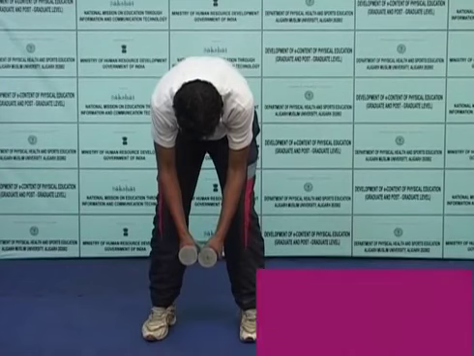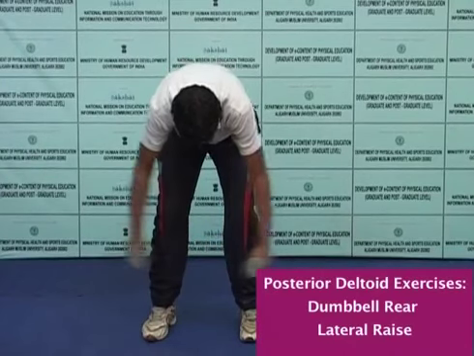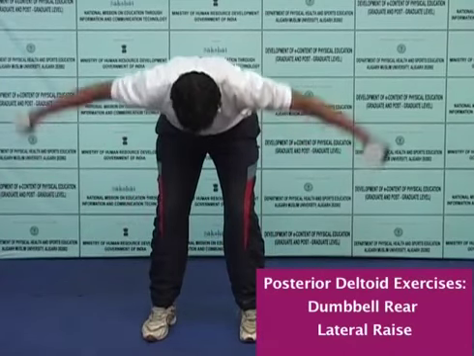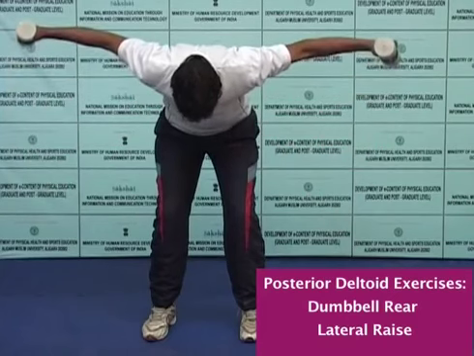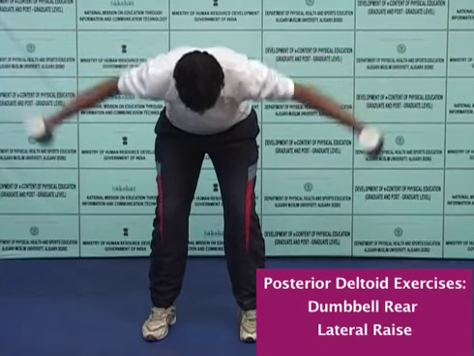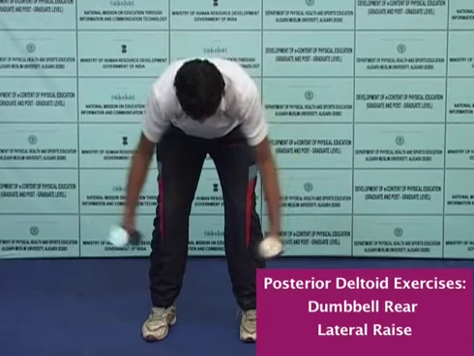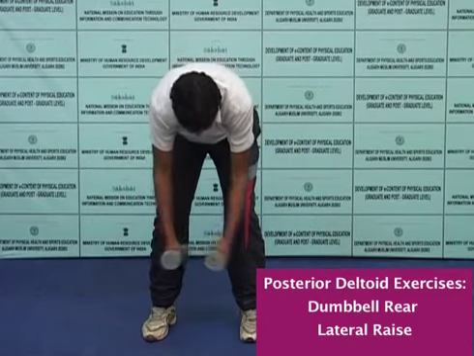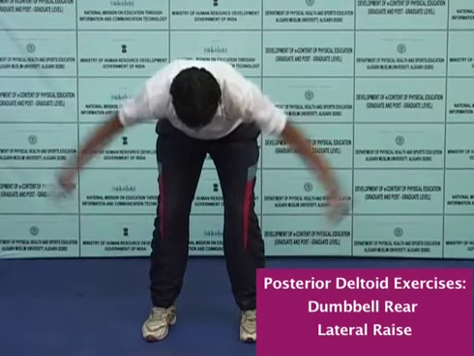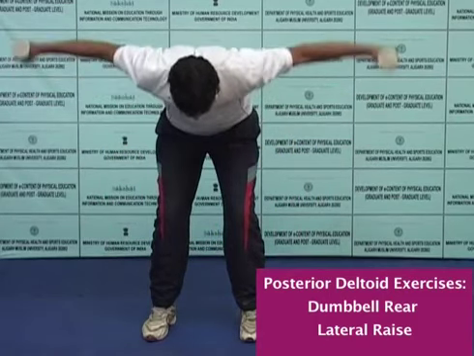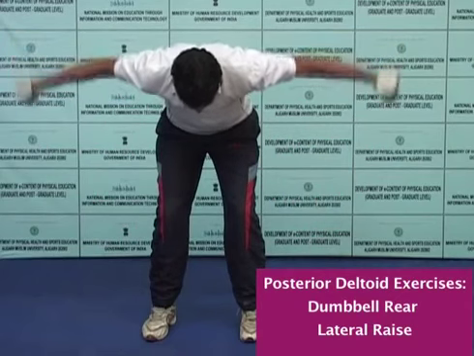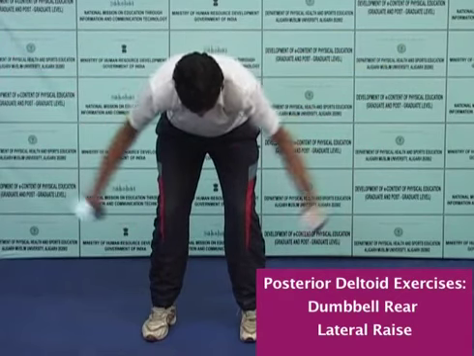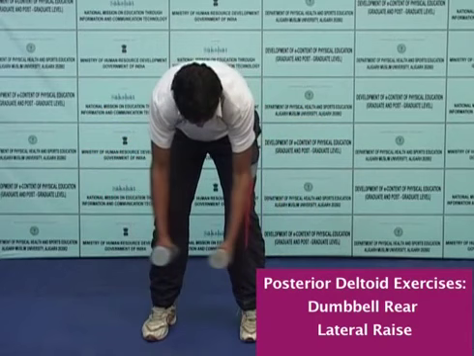This is another type of exercise for the strengthening of the posterior deltoid muscle. Here the subject should grasp a dumbbell in each hand, bend the knees and bend over through the hips with the back flat, close to horizontal. Position the elbows with a slight bend and palms facing together. Now, we ask the subject to raise the upper arms to the sides until the elbows are at shoulder height.